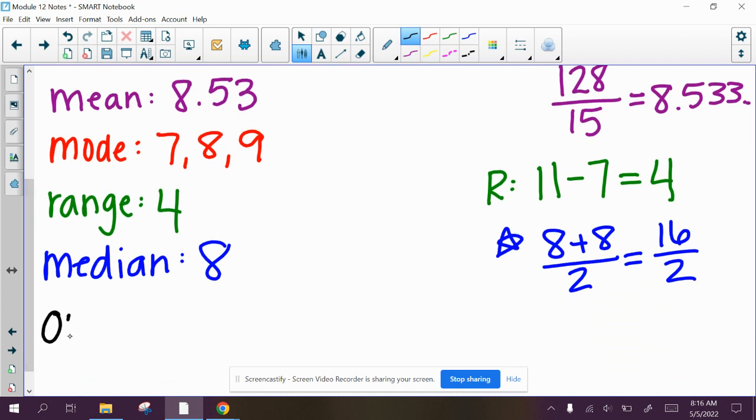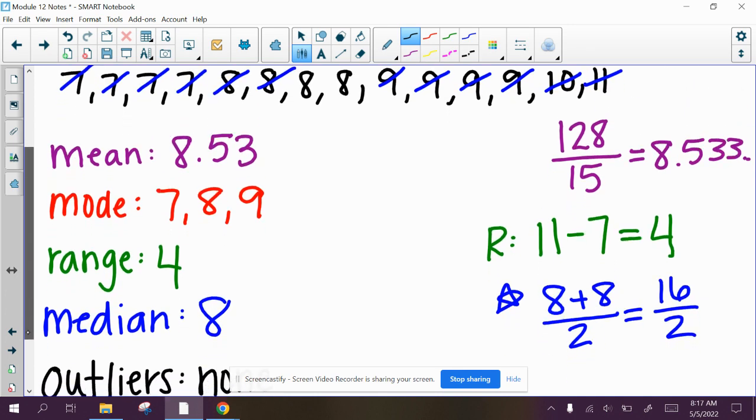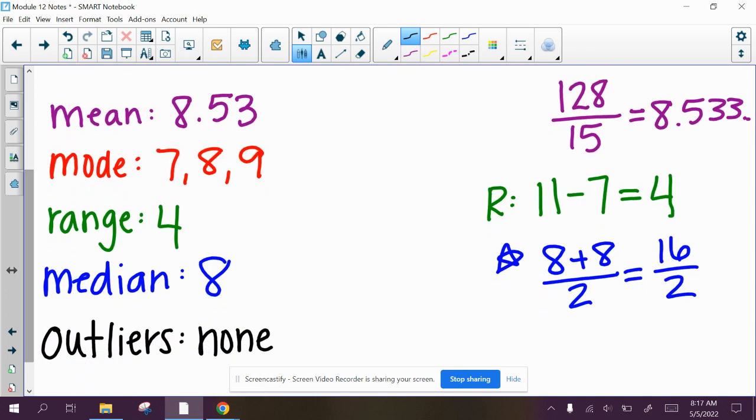And the last thing we have to do is find any outliers. This data set does not have any outliers, so we would just put none. And an outlier is just something that stands way out from the rest of the data set. So like if there was a 16 in here, that might be an outlier, or a 25 or something.